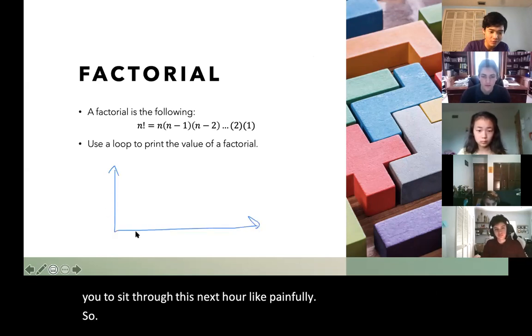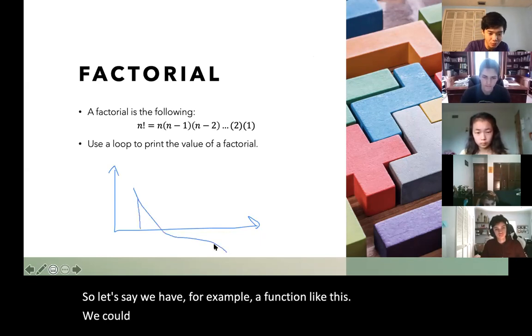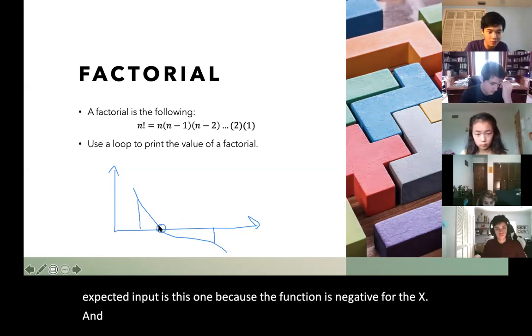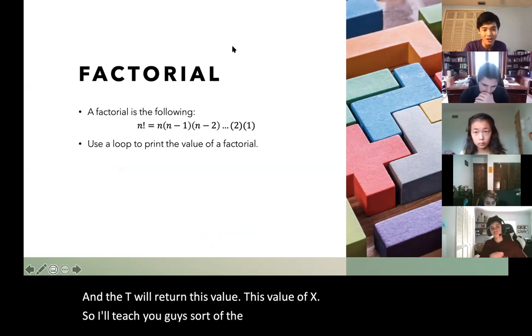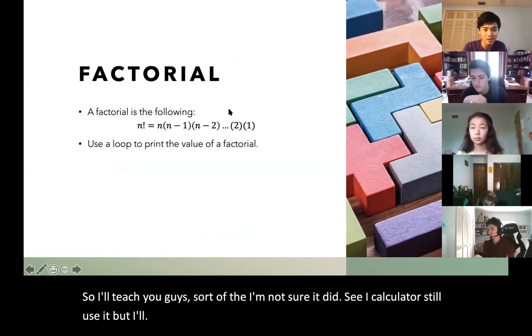So let's say we have, for example, a function like this. One x we could input is this one because the function is positive, and another x input is this one because the function is negative for that x. And the TI will return this value of x. I'm not sure if the TI calculator still uses it, but I'll teach you guys the algorithm.